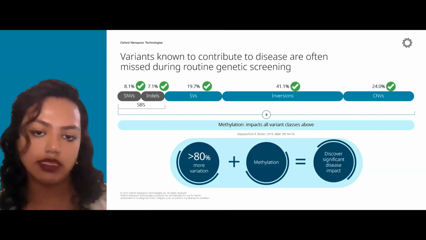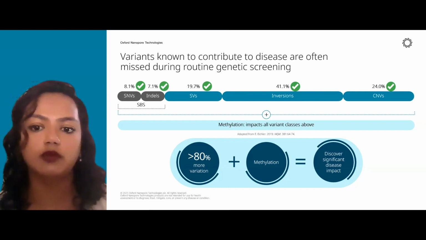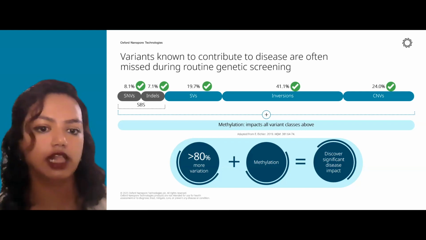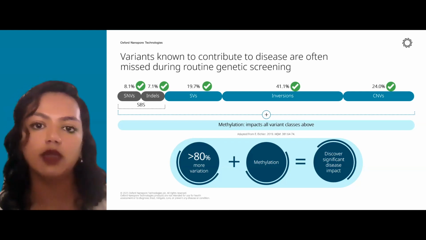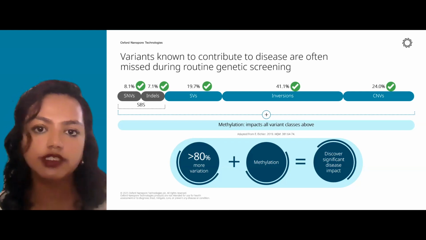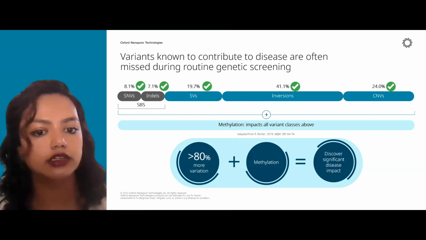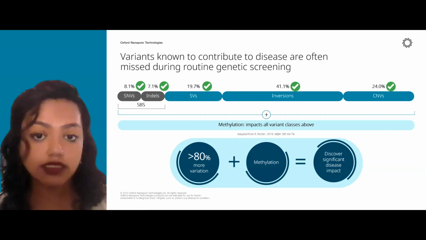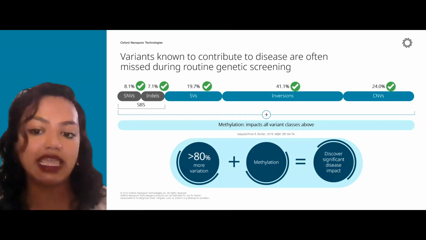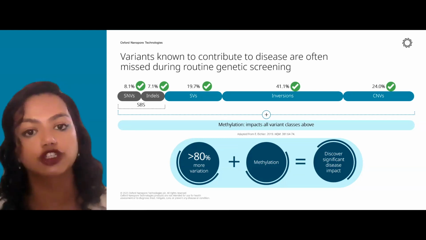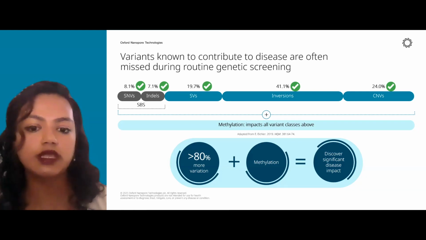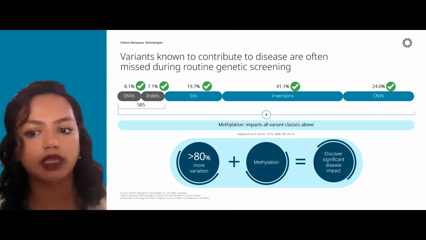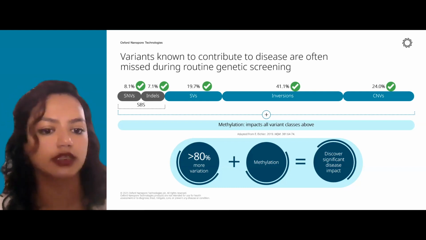Adding to this complexity is methylation, a key epigenetic modification that influences gene expression and impacts all the variant classes. Without the ability to analyze both genetic and epigenetic changes together, our understanding of diseases remains incomplete. Nanopore sequencing addresses these gaps by uncovering more than 80% more variation than traditional methods and integrates methylation data directly. This means we can identify those significant mechanisms that would otherwise go undetected.